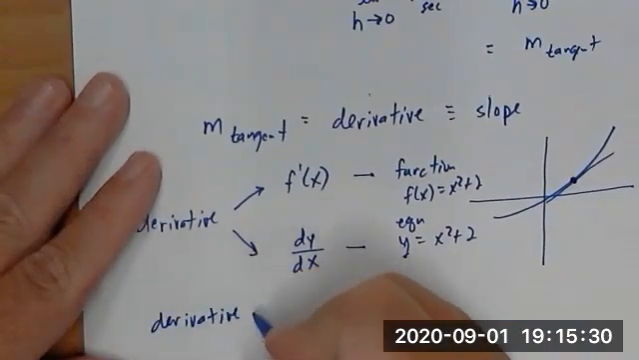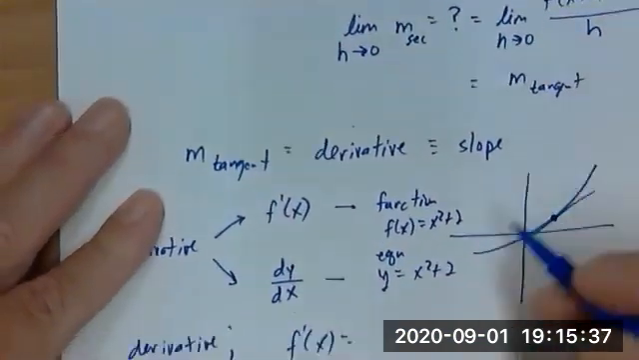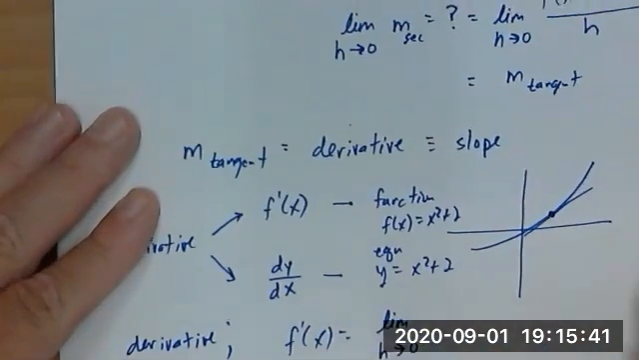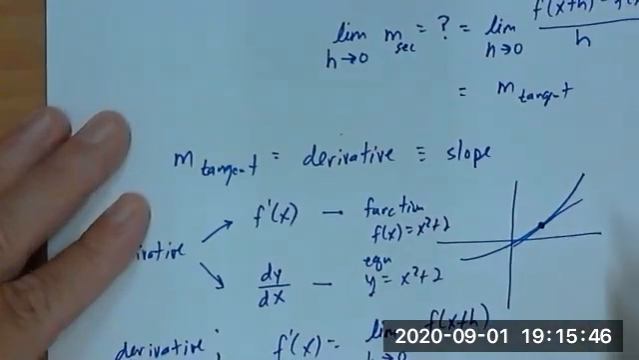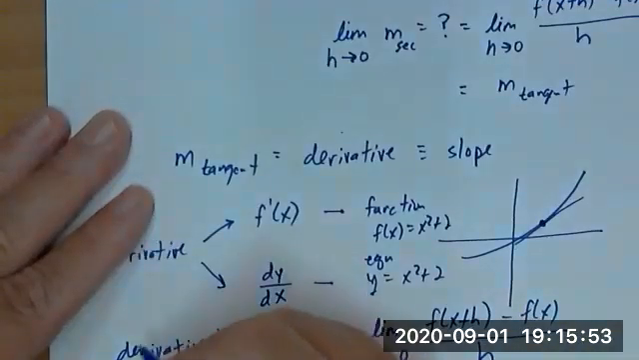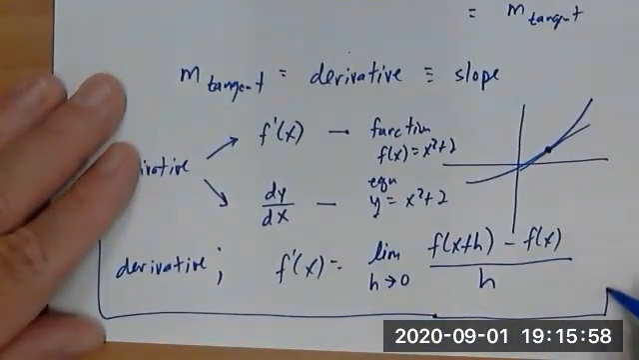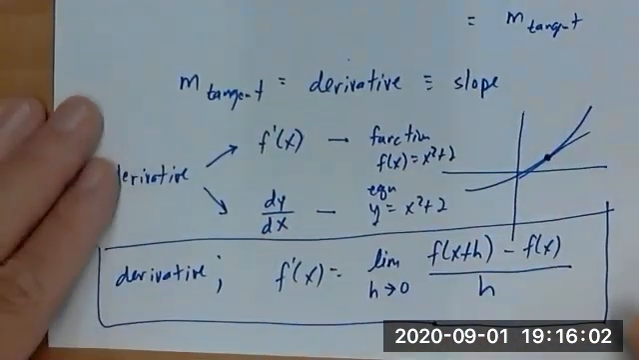The big equation to calculate the derivative. It's this right here. The limit as h approaches 0 of f of x plus h minus f of x over h. So here's the big final step.